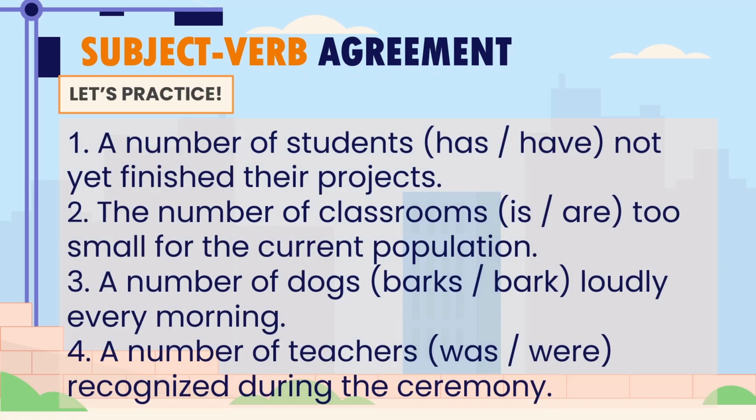Ayan, pwede mo namang i-pause na lang to saglit, tapos kung gusto mo sagutan, ayan, pwede naman. So, first, a number of students has or have not yet finished their projects. Our answer here is have, since kapag a number laging plural verb. Next, the number of classrooms is or are too small for the current population. So, our answer here is is, since we use the number. Next, a number of dogs barks or bark loudly every morning. Our answer is the word bark. A number of teachers were recognized during the ceremony. So, our verb is were.